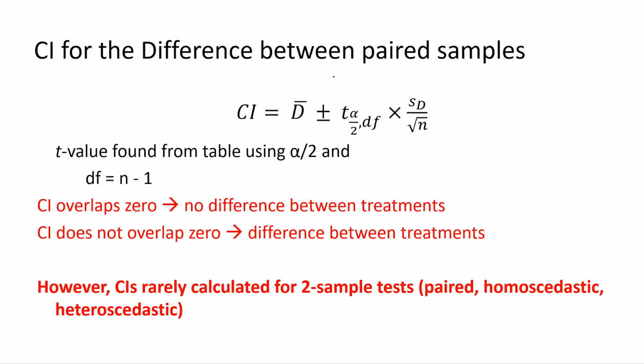If our confidence interval overlaps 0, there is no difference between the treatments. That's the same as before, except then it was if our confidence interval overlapped our population mean or an alternative sample mean. If our confidence interval does not overlap 0, then there is a difference between the treatments. We are 95% sure that the actual mean difference between treatments is not 0. However, we really don't calculate confidence intervals for two-sample t-tests, just in general. So you can breathe a little bit easier that you won't have to be doing that so much.